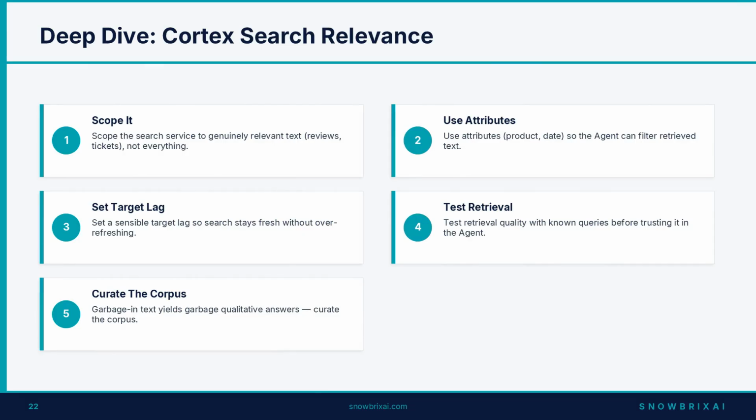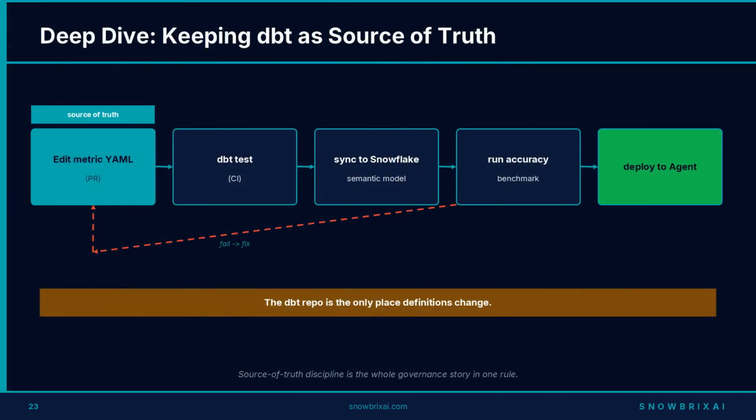Deep dive 3: search relevance. Scope the service to genuinely relevant text, reviews, tickets, not everything you own. Use attributes like product and date so the agent can filter what it retrieves. Set a sensible target lag so search stays fresh without over-refreshing, and test retrieval with known queries before you trust it inside the agent. Garbage text in yields garbage answers out. So curate the corpus.